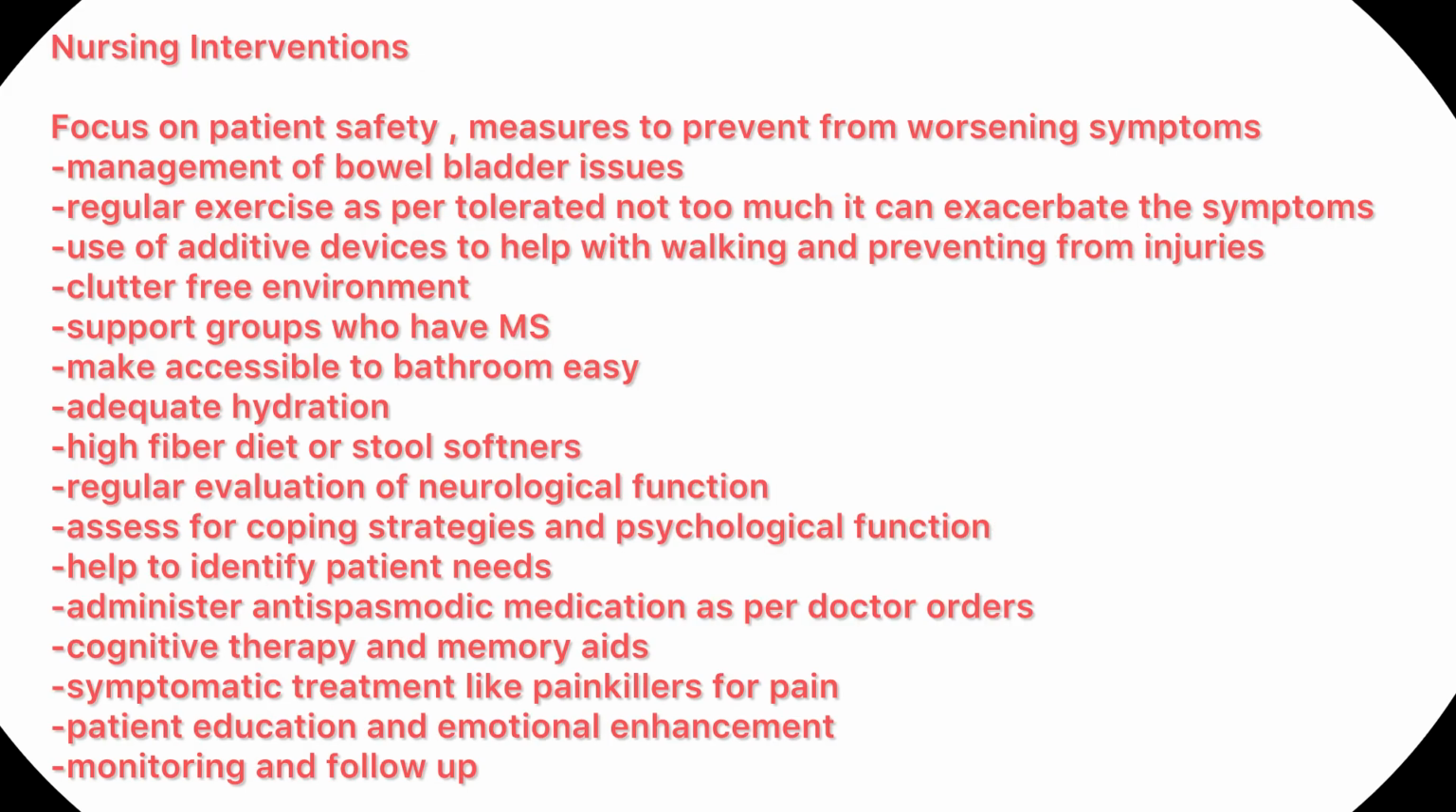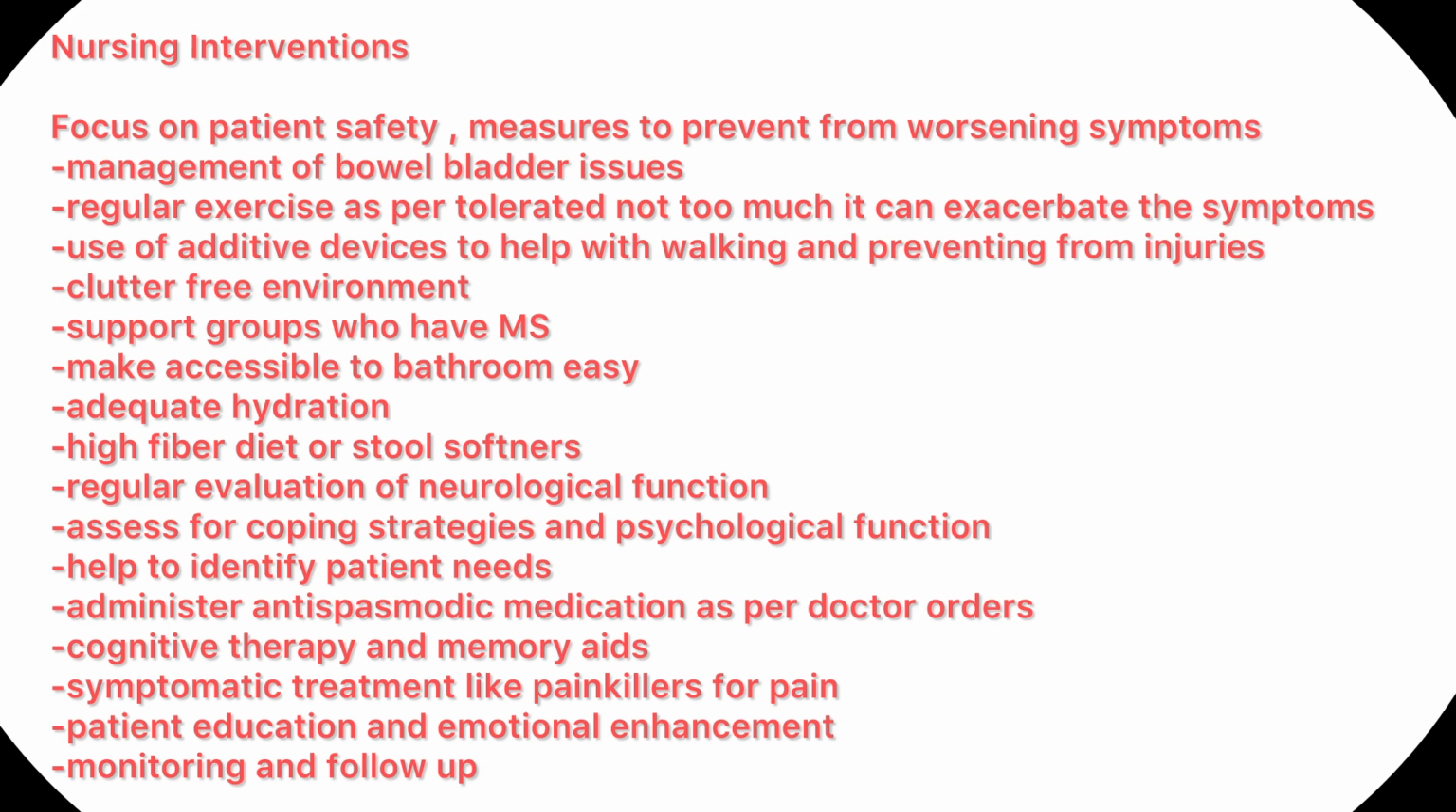Now let's go on to nursing considerations or interventions for the patient with multiple sclerosis. Focus on patient safety because they have vision and coordination problems and decreased perception of pain. We should prevent symptoms from worsening, manage bladder and bowel issues, and give medication on time. It is important to maintain regular exercise as tolerated, not too much because it can exacerbate the symptoms. Use assistive devices to help with walking and preventing injury. When symptoms are present, keep a clutter-free environment, especially when vision is affected or the patient is experiencing vertigo.